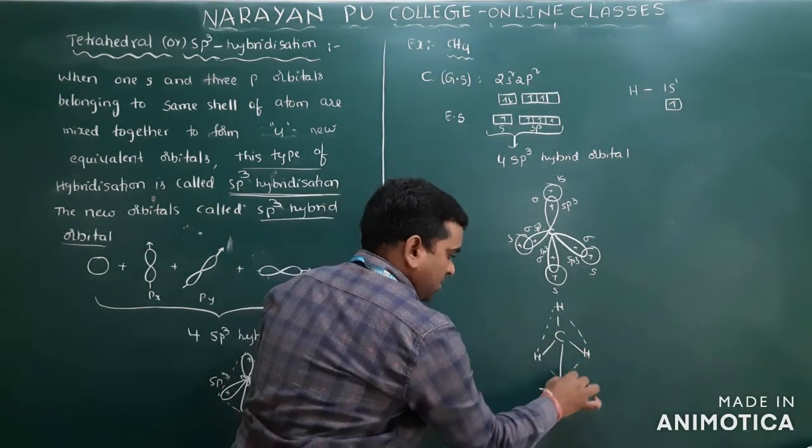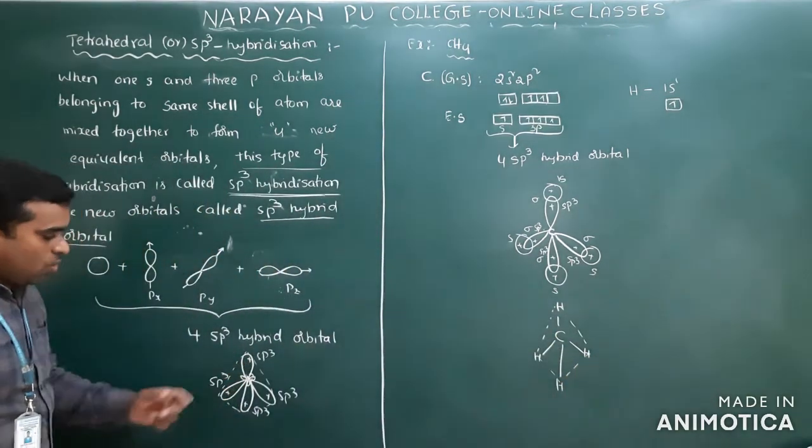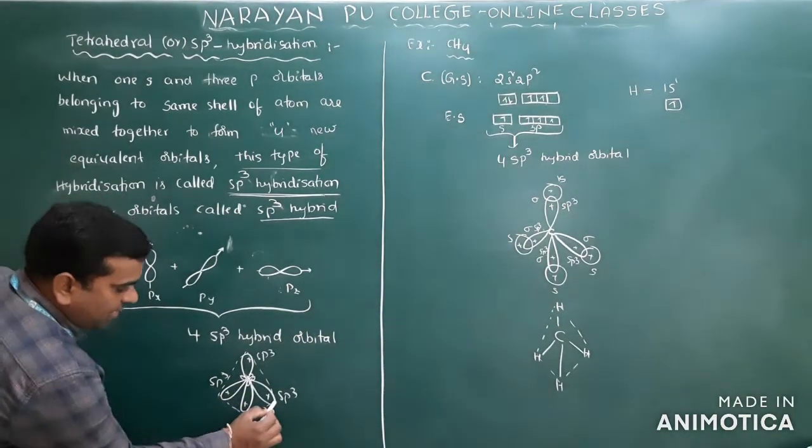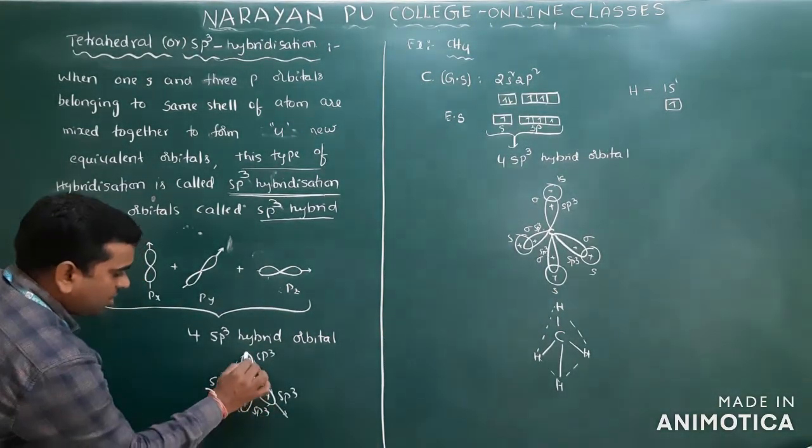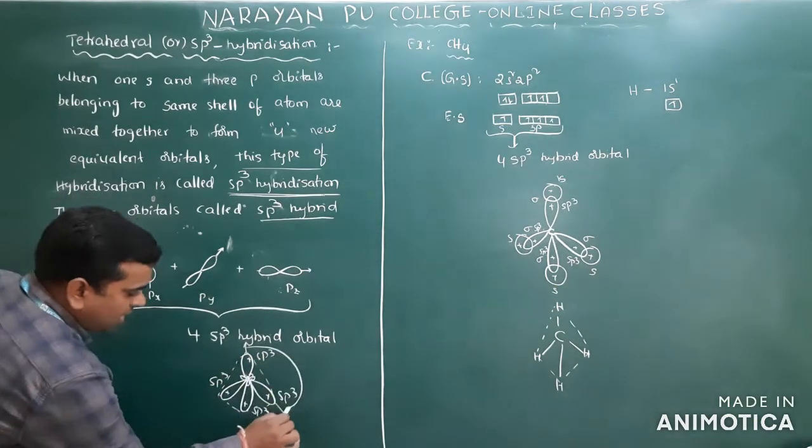Clear? So if I take this one, what is the bond angle here? Suppose if I take, this is the axis. What is the bond angle here?